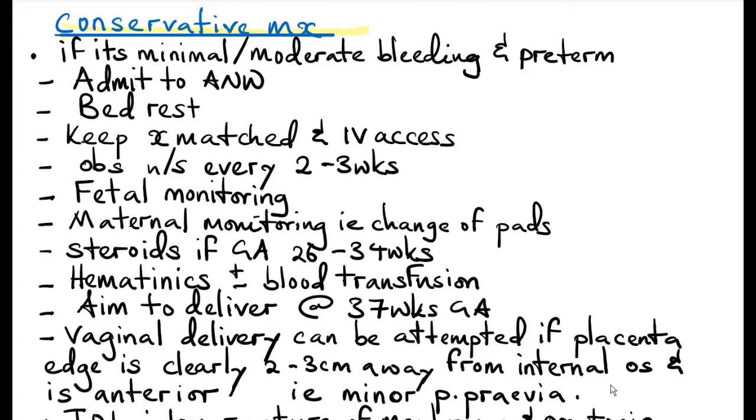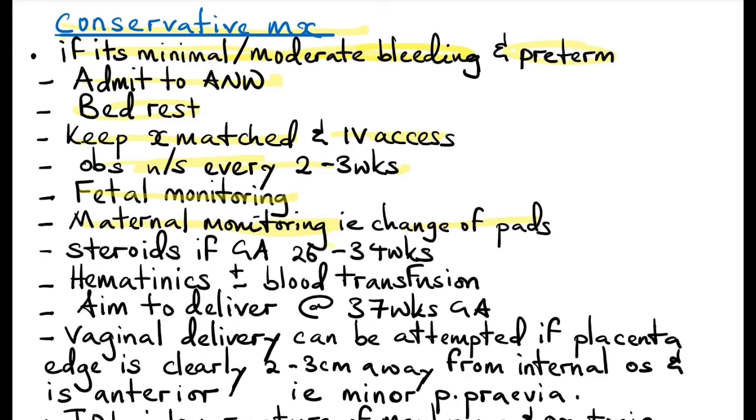Conservative management. This is where you wait and see. This is where you want to give the fetus more time to fully develop. You do this if there's minimal or moderate vaginal bleeding and in preterm, and where bleeding has stopped. So you admit the patient to antenatal ward, put them on bed rest, keep them cross-matched and IV access all the time. Do an obstetric ultrasound every 2 to 3 weeks for fetal monitoring. And also maternal monitoring like change of pads, routine full blood counts every now and again.